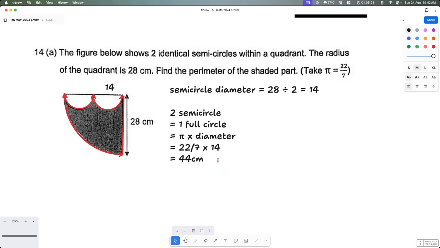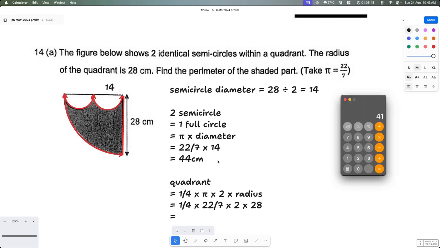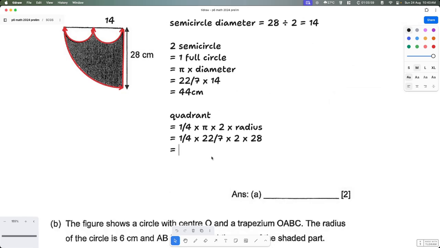The next one is we want to get the quadrant. The quadrant is equal to 1/4 times pi times 2 times radius. We know the radius of the quadrant is 28. So 1/4 times 22 over 7 times 2 times 28. Okay, let's use the calculator. 1 over 4 times 22 over 7, and then times 2 times 28. This will give us also 44.